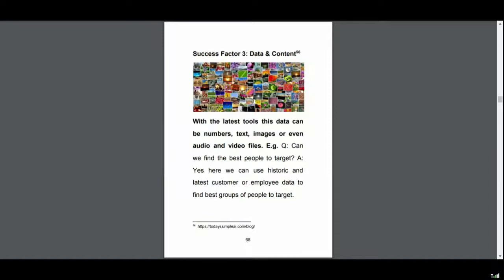So if the business analysis we're trying to do is to find the best people to target, so it could be the most profitable customers to look for, the best new recruits to bring into the business through HR, to find the best segments, the best clusters of people to reach out to first, because it's important for the business. Well, here we can use historic and the latest customer or indeed employee data to be on who we're trying to target, and put that through these tools in order to cluster the data into segments and see which of those segments are most attractive to go after first in a positive way.